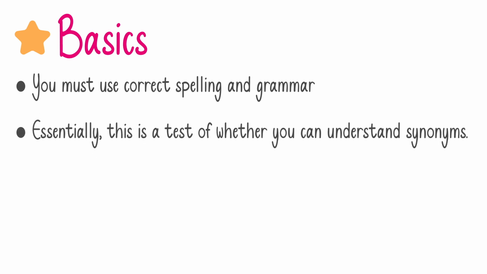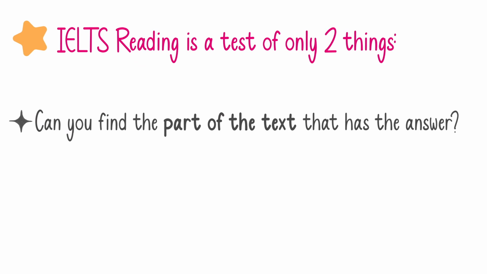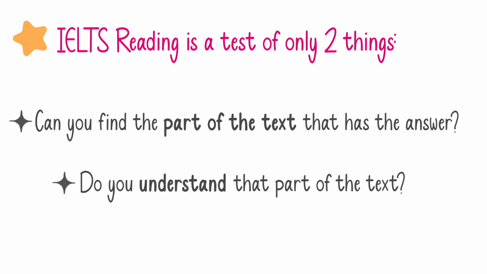And essentially, this is a test of whether you can understand synonyms. The reading part is all about your knowledge of synonyms. If you are well informed and you know the synonyms of the words, you can definitely get an 8 band score, or even 8.5 or even 9, all right? So the reading passage is all about synonyms. IELTS reading is a test of only 2 things. Can you find the part of the text that has the answer, and do you understand that part of the text? This is what IELTS reading is all about.